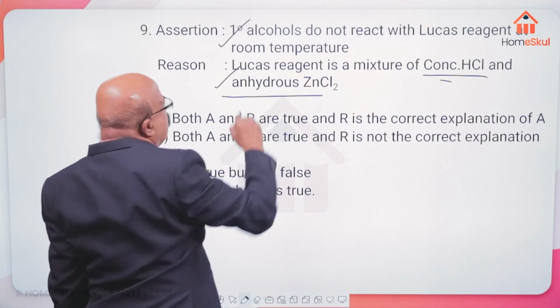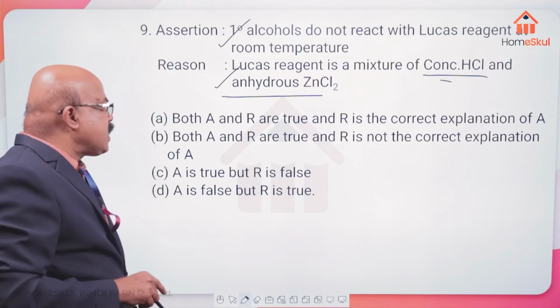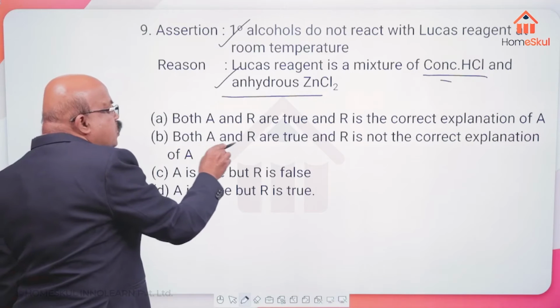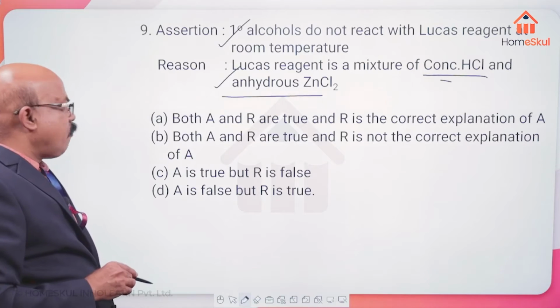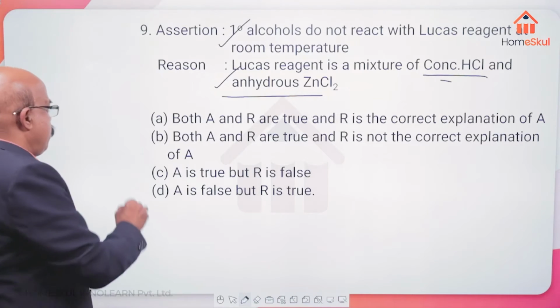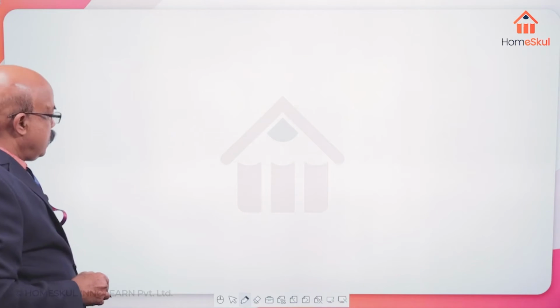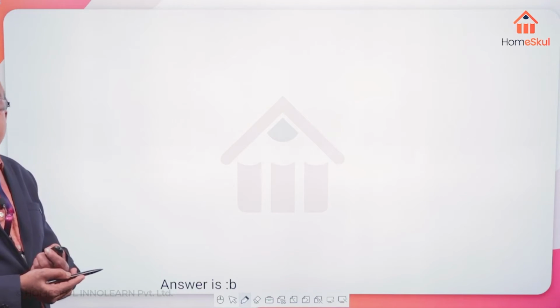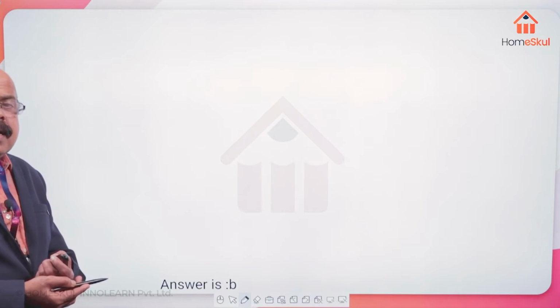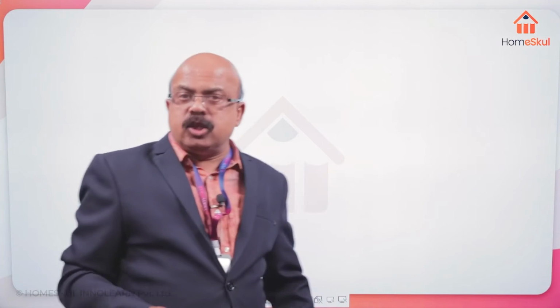The assertion is correct, and the reason is also correct, but the reason is not the correct explanation. When both assertion and reason are true, and the reason is not the correct explanation of A, it is marked as B. So B is your answer. So you should be familiar with answering assertion-reason type questions. If both assertion and reason are correct and the reason is the correct explanation, it is A. If both are correct and the reason is not the correct explanation, it is B.